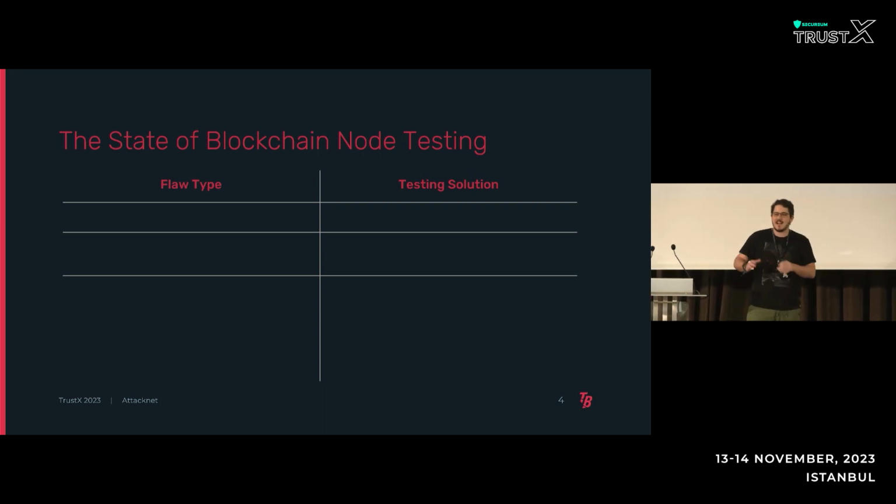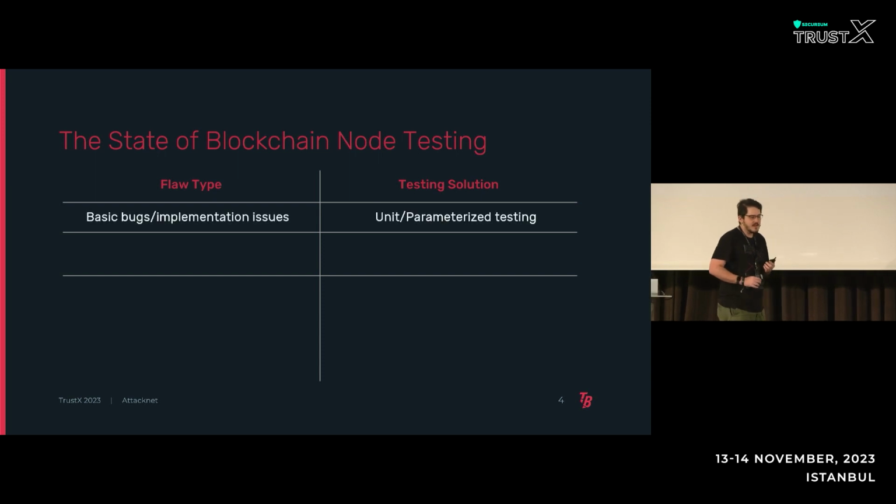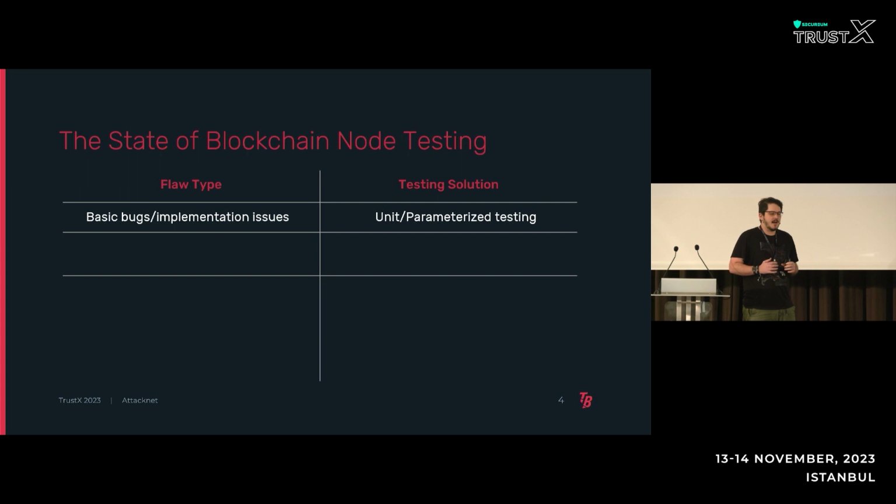Before we talk about Attacknet, though, we have to talk about the state of blockchain node testing. This is going to echo some things from the previous talk. Blockchain nodes are very similar to a Web 2 backend. They're going to have basic bugs and implementation flaws, and the normal way to handle that is, you guessed it, unit tests, parameterized tests, different types of tests that you write.